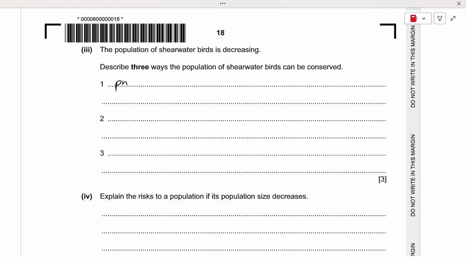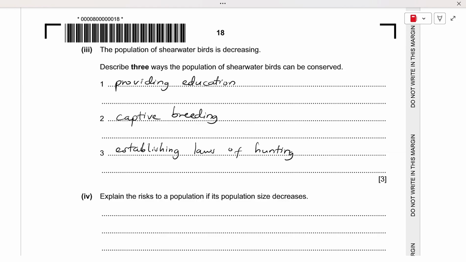So here we can say one way is providing education on the importance of monitoring these species. We can also do captive breeding, capture them and allow breeding so that they can have more species of such kind. We can also establish laws for poaching and hunting, so as to conserve the species and prevent poaching.